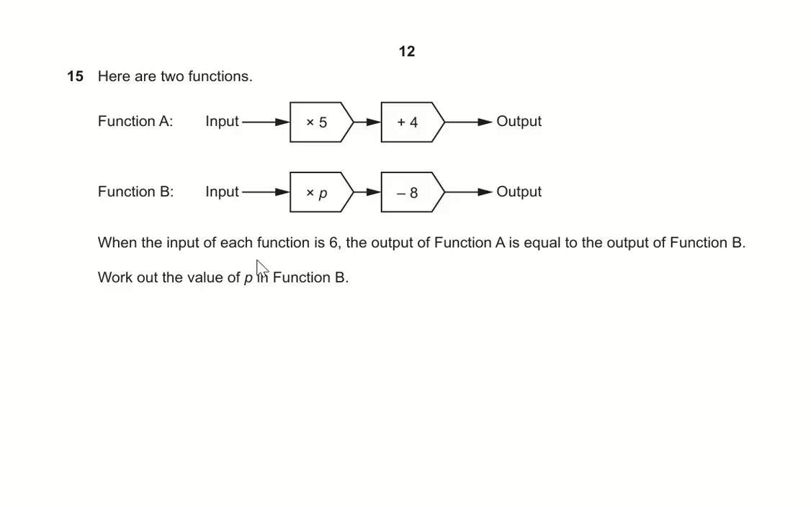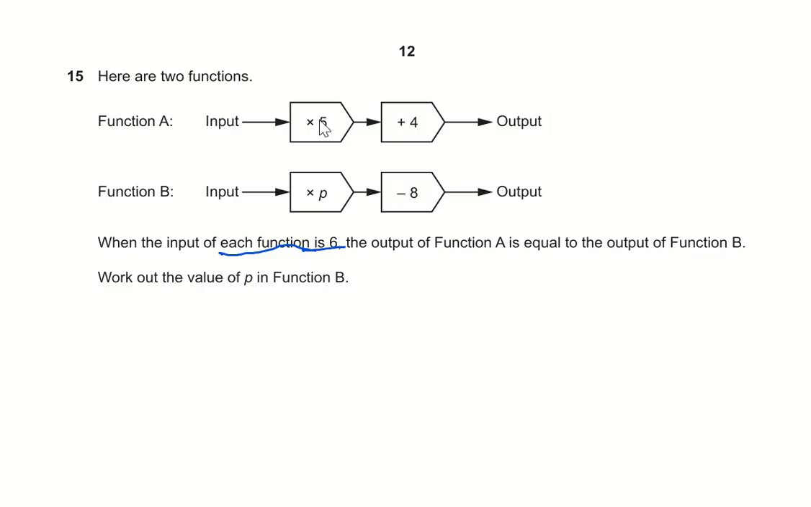When the input of each function is 6, I'm just going to underline the information. So both have input 6. The output of function A is equal to the output of function B. Work out the value of p in function B.